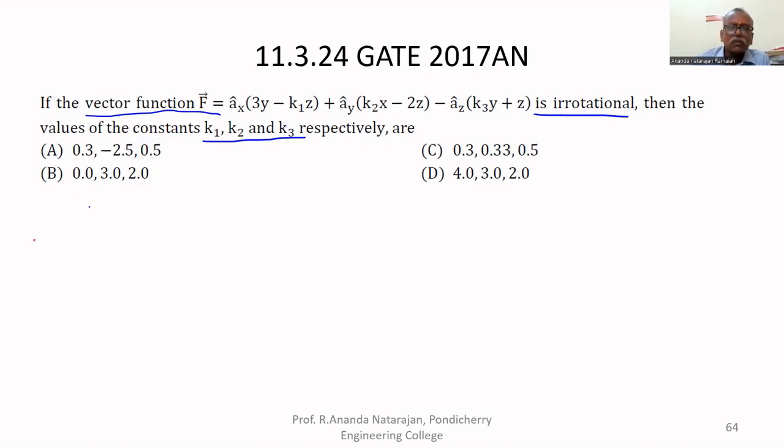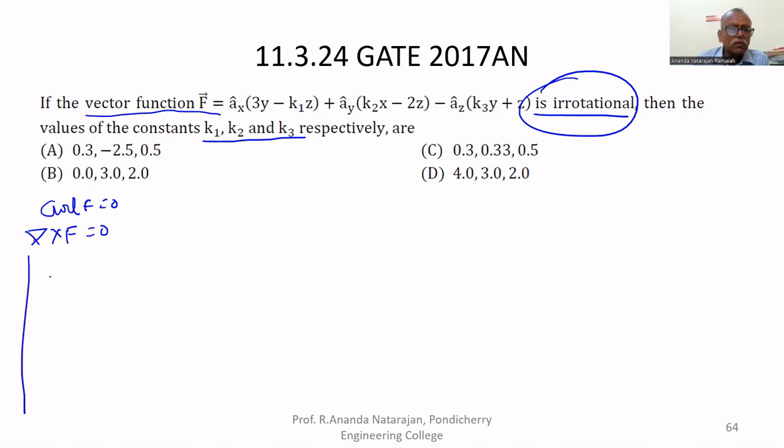We have to find it. It is given that it is irrotational, therefore curl of the field is equal to 0. That is, the determinant with i, j, k, and del by del x, del by del y, del by del z.